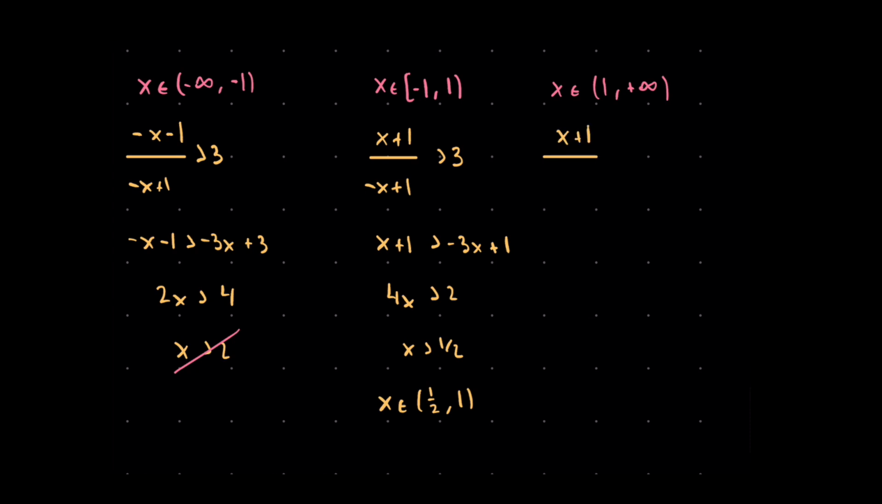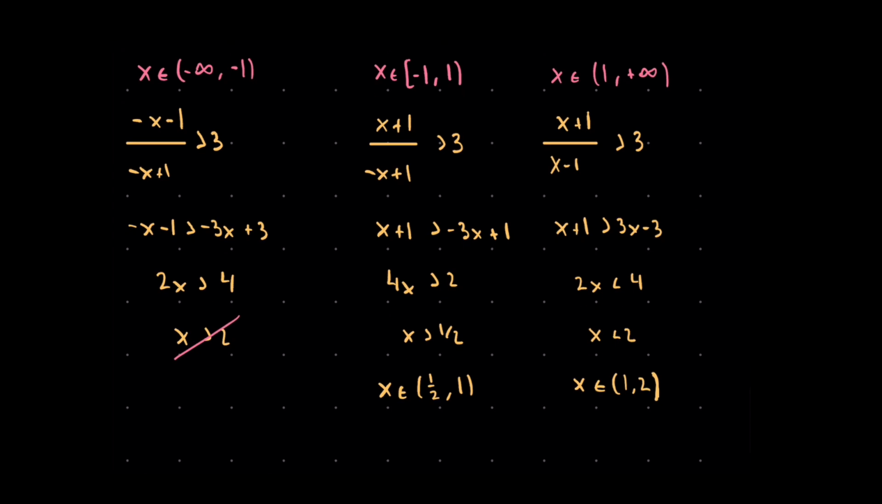Our third and final interval, we have both x plus 1 and x minus 1 positive here. So their absolute values simply output themselves. It must be greater than 3. And so by rearranging, we have x plus 1 is greater than 3x minus 3. Rearranging again, we get, what do we get? We get 2x is less than 4, or x is less than 2. And if we look at the initial interval, x must be greater than 1. So therefore, x is an element of 1 to 2, both exclusive.